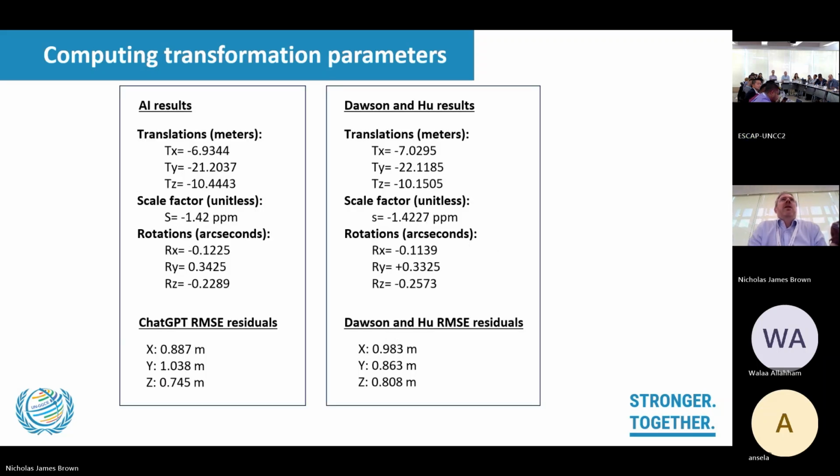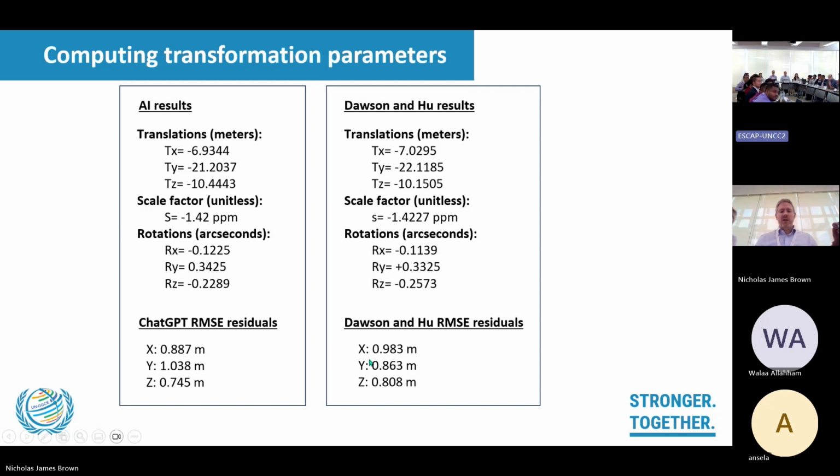So those of you who have worked with Geoscience Australia will see the results from two very trusted colleagues. That's John Dawson and Gurung Hu, who we've heard about a few times in the last few days. They published a report and gave it through to Fiji that shows what the translations, the scale factor, and the rotations are on the right-hand side. And then, as I said, they did a check. So what were the residuals? Once you transform one data set into the new reference frame, what were the differences between the coordinates?